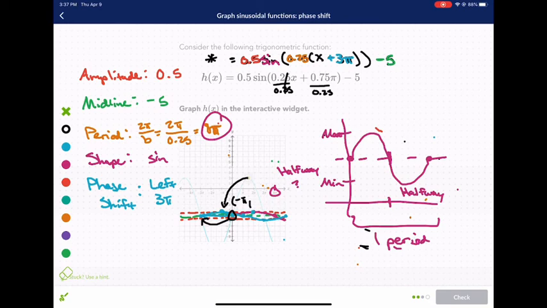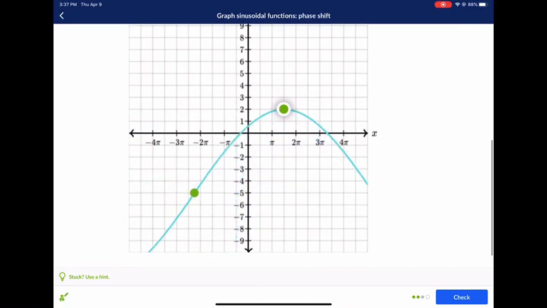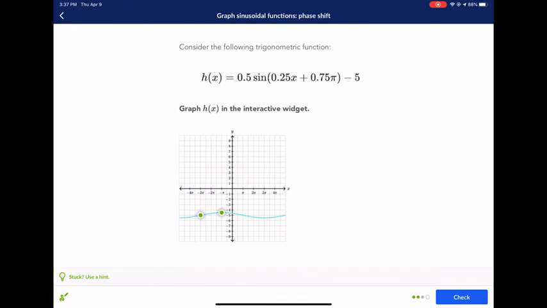So this top point looks like it's at -pi, -4.5. And this is at -3 pi. It's on the midline, so it's -5. So those 2 points I'm going to create here. I'm going to plot them here. -3 pi, -5. And then we had -pi, -4.5. This is my nice flat graph. Let's see if that's correct.